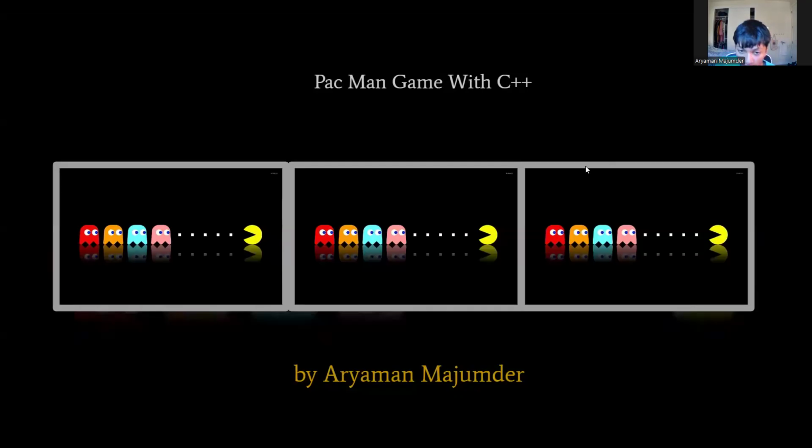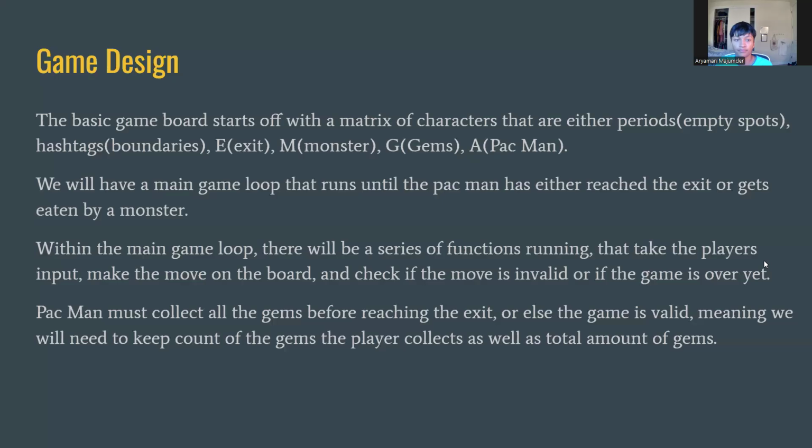Hello everyone, today I'm going to be covering this Pacman game with C++. So, game design. The basic game board starts off with a matrix of characters that are either periods, which are the empty spots, hashtags, which are the boundaries, E, which is the exit, M, which is a monster, and G, which is gems. And we have A, that's the Pac-Man, which is the player that the user is playing as.